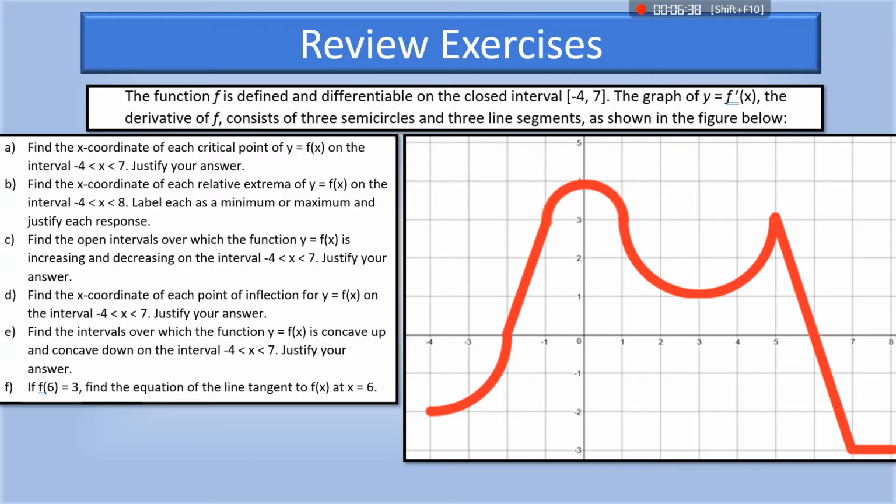From -4 to -2, we are concave up. From -1 to 1, we concave down. From 1 to 5, we concave up. Awesome. Okay, and the last one. I want to find the line tangent to f of x at 6, so what do I have to do?